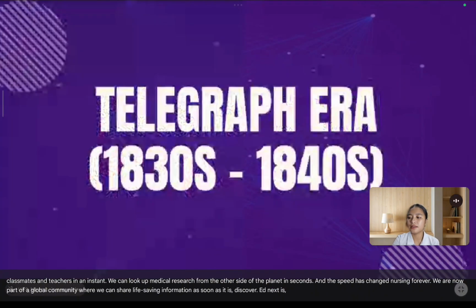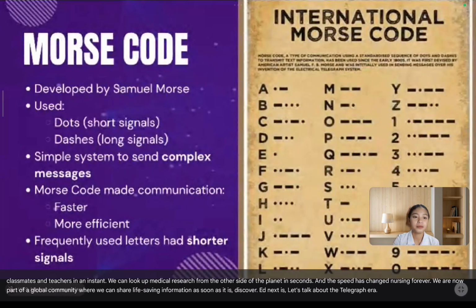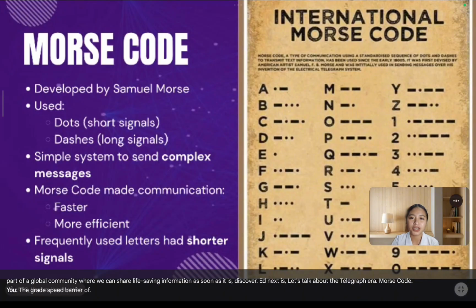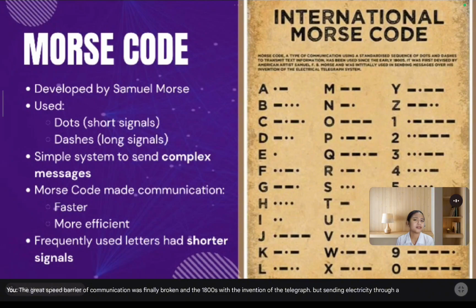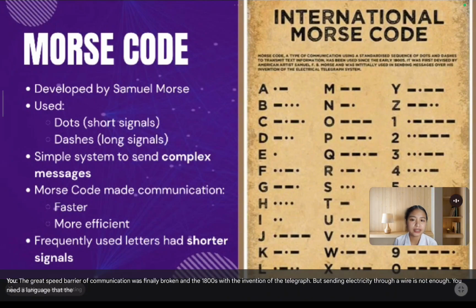Next, let's talk about the telegraph era, Morse code. The great speed barrier of communication was finally broken in the 1800s with the invention of the telegraph. But sending electricity through a wire is not enough. You need a language that the electricity can speak. This is why Samuel Morse created Morse code.